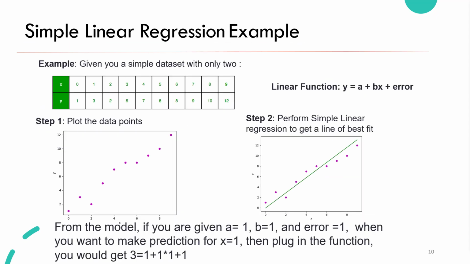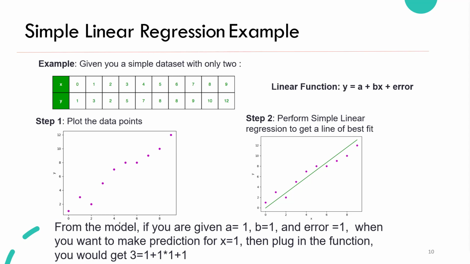Let's look at an example. I'm giving you a very simple data set that only has two variables, x and y, and I'm giving you the values. The first step you take is to plot the data on the scatter plot, and as you can see on the chart on the left hand side, it forms almost a straight line. Then by performing the simple linear regression, you get the line of best fit. In the second step, that green line will give you the best fit that has the minimal residual, which is the difference between the predicted value and the observed value.